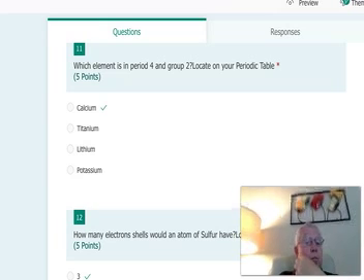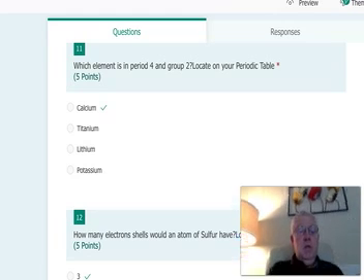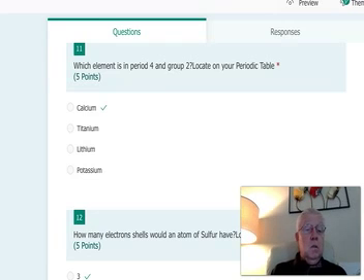Now, which element is in period 4 in group 2? This isn't something you're going to memorize, and this isn't something that's going to be on the next assessment. No, it's not. It's going to be, you know, group 3, period 2. But let's go find period 4, I'm sorry, and group 2. Period 4 and group 2.